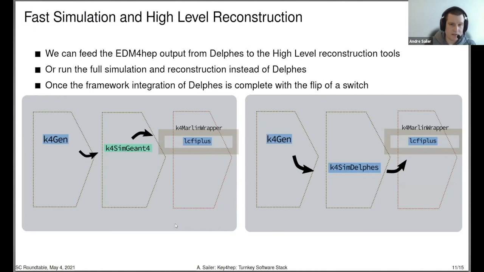So for replacing fast simulation by full simulation, once we have our full simulation tool, we can just replace the fast simulation by the full simulation and call, for example, this flavor tagging reconstruction via the Marlin wrapper that is part of iLCSoft, and keep working with our existing tools.